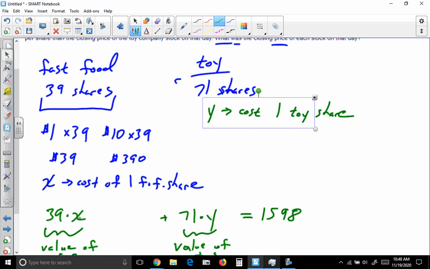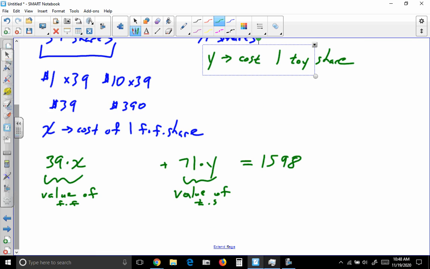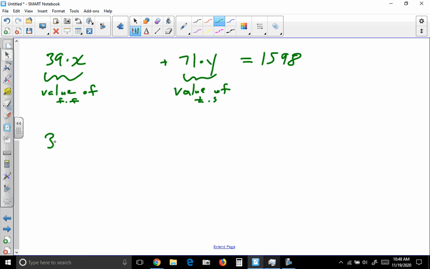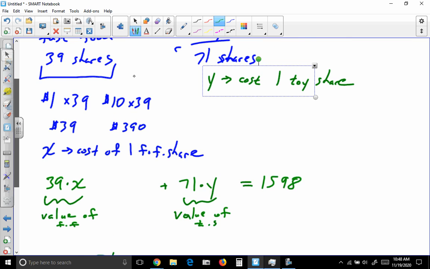So the cost of a share, 39 times, is how much we have in fast food. The cost of a share, 71 times, is how much we have in toy shares. So 39x plus 71y equals 1598. So that's one thing they give us.